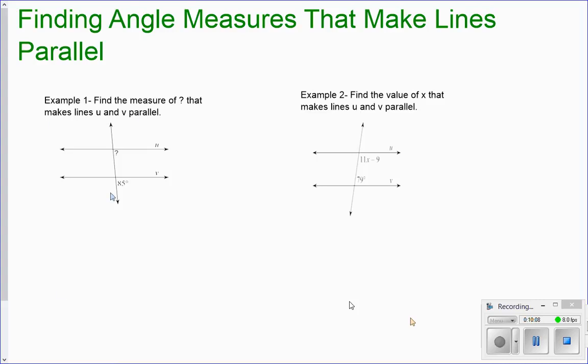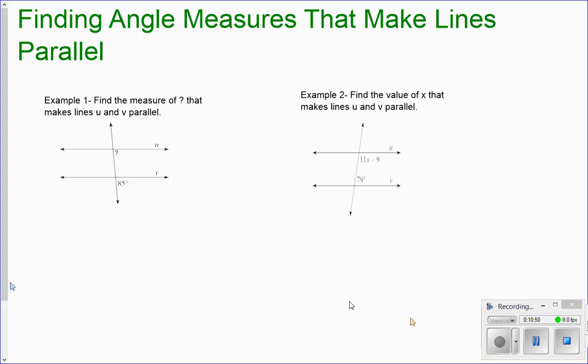So let's take a look at some examples and how we would use that. Example 1. It says find the measure of the angle that's marked with a question mark that makes lines U and V parallel. So if you notice in this diagram, we don't have U and V marked with the parallel markings. We don't know that they are parallel. But we're going to say what this angle would have to measure in order for us to say that the lines are parallel. So I'm going to first look at the two angles, the one that's marked 85 degrees and the question mark, and I'm going to decide how those two angles are related to one another.